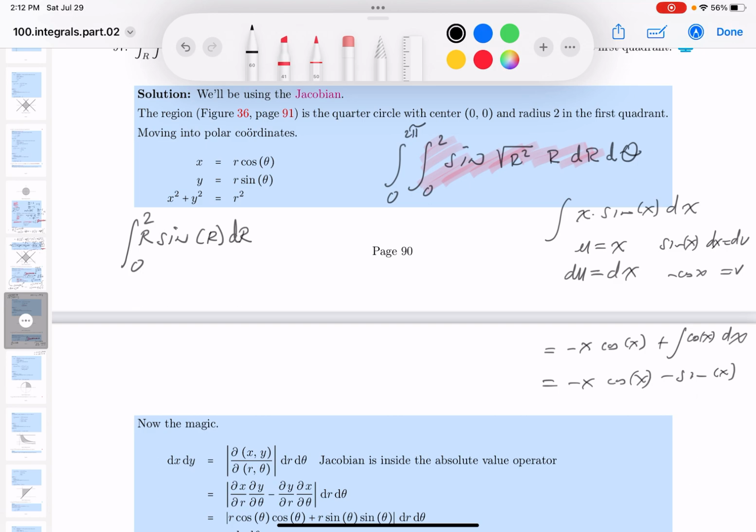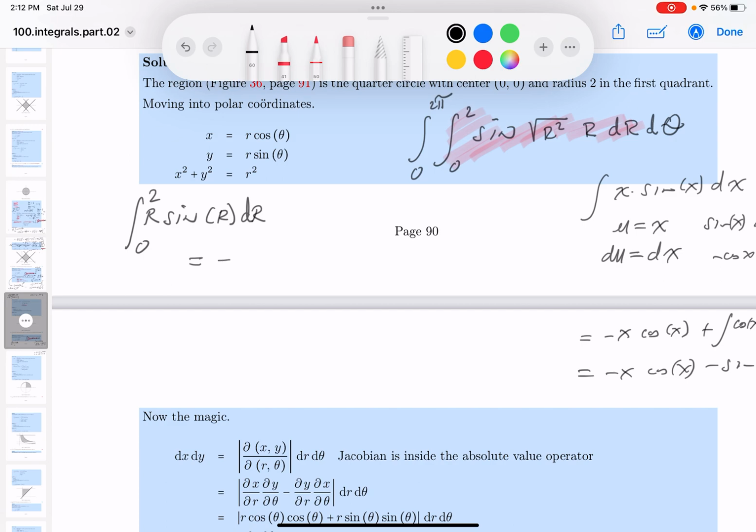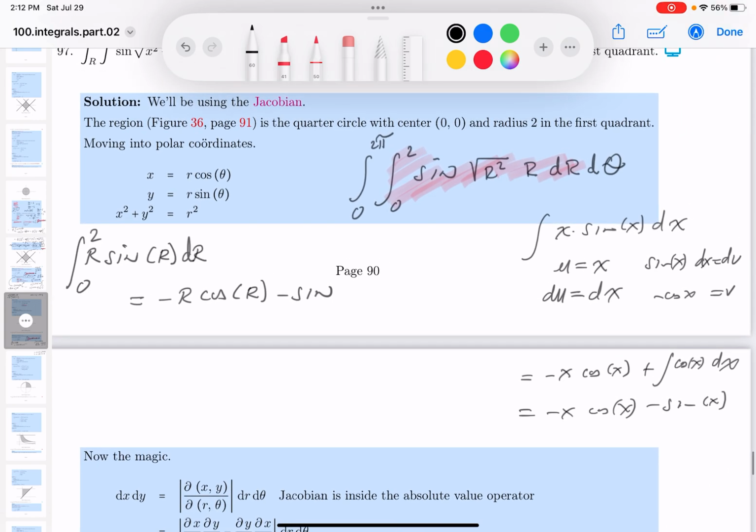All right, let's write that down. And I've got to do the limits now. So what's this going to be? Equal to, let's see, minus r cosine r minus sine. I'm sorry, I made another mistake. This is plus. Sine r, 0 to 2. Let's see, minus 2 cosine of 2 plus sine of 2. And then if I do 0, it's going to be 0. So that works out pretty good.